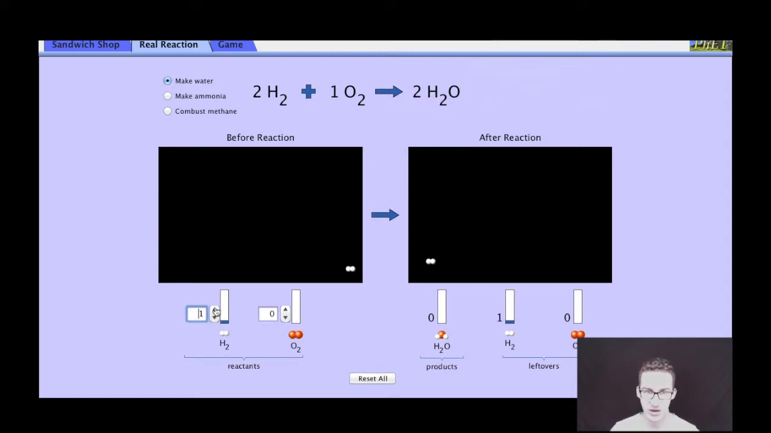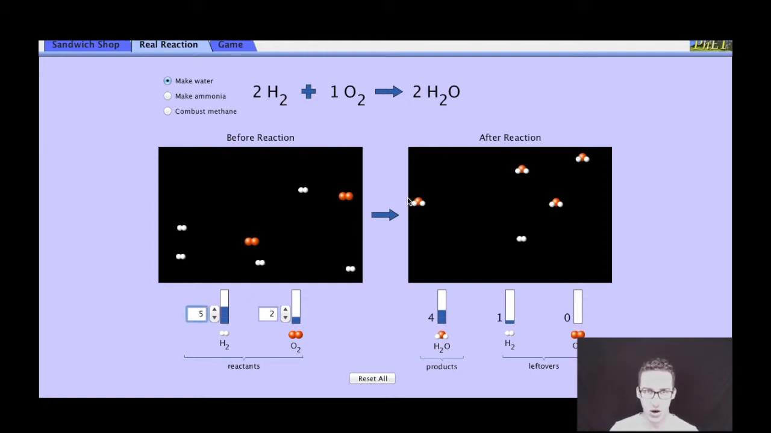And so I'm going to start again with just 2 hydrogen and 2 oxygen. And as you see here, before the reaction, we have 2 of each of them. However, after the reaction, we have 2 water molecules and 1 leftover oxygen molecule that is unreacted. And again, that just comes down to the relationship that we see in the balanced chemical equation. For every 2 molecules of hydrogen, we'll make 2 molecules of water. For every 1 molecule of oxygen, we'll make 2 molecules of water.